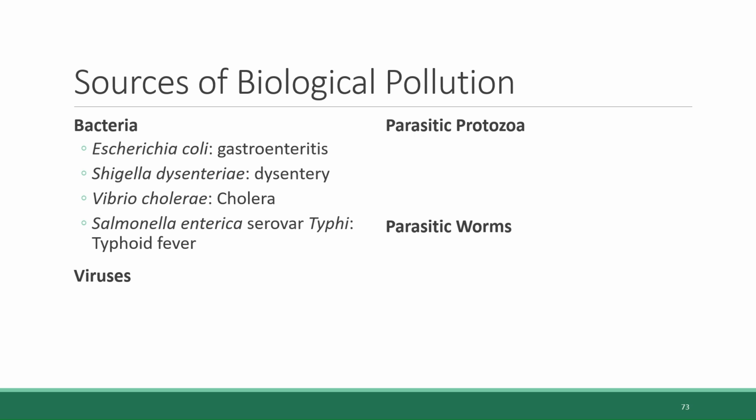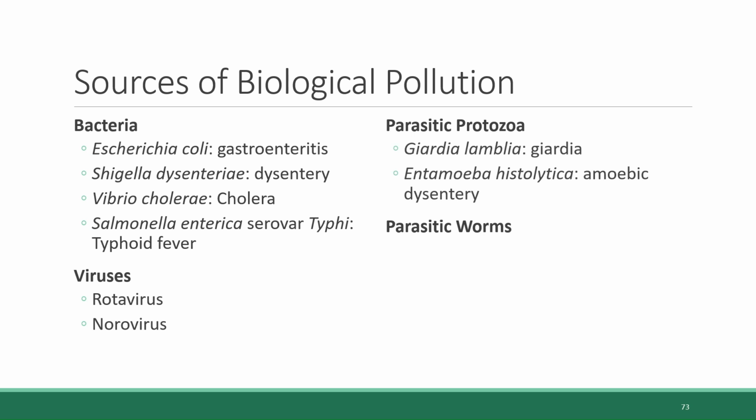Some common waterborne parasitic protozoa are Giardia lamblia, which causes an infection simply known as Giardia. This is the most common parasitic infection in the US. Entamoeba histolytica is another, which causes amoebic dysentery.